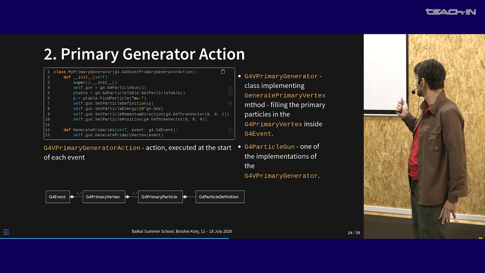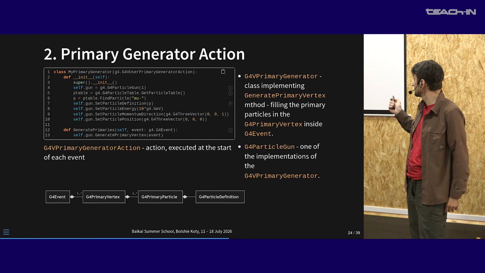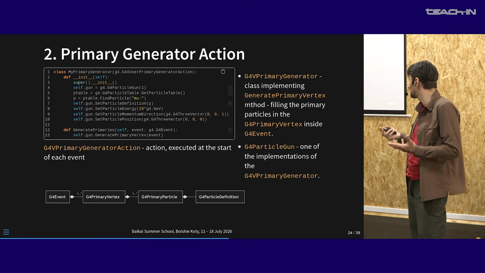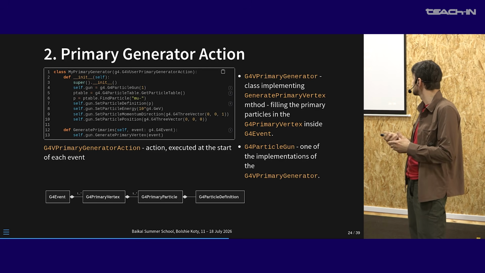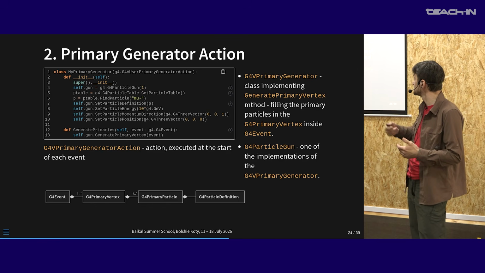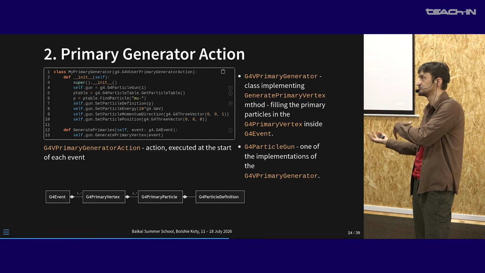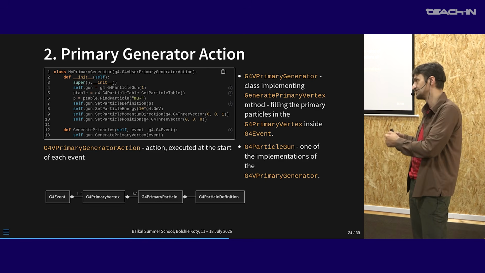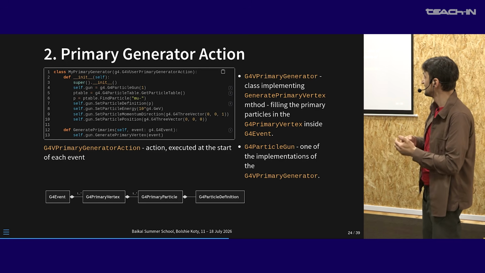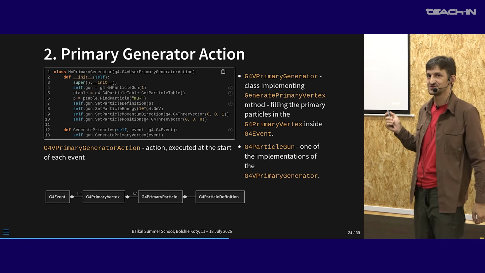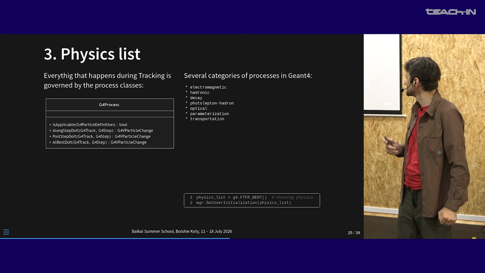Okay, so this particle gun is one of the implementations of a primary generator. It's not to be confused with the primary generator action. The primary generator is a thing which should be used inside the primary generator action, but it's not necessary. You can do it by yourself, but yes, this is how it works in Geant.